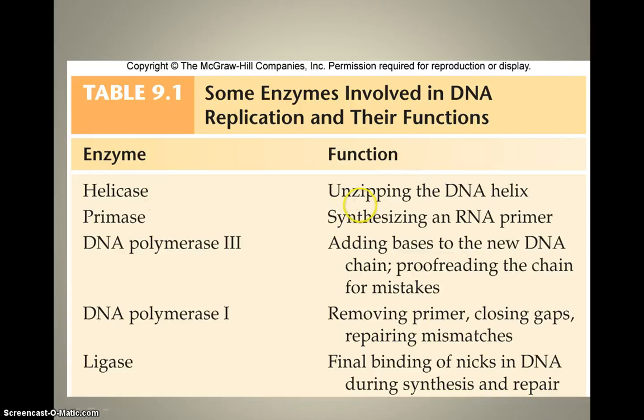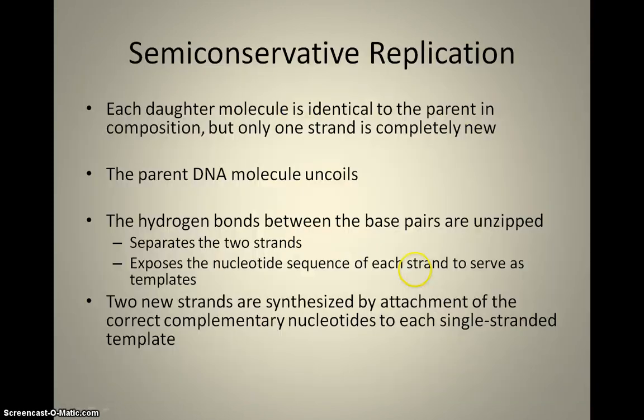But helicase's job is to unzip the DNA, so to open it up and expose it. Primase synthesizes an RNA primer, and I'll talk about why this is necessary in a minute. DNA polymerase 3 is responsible for creating and building the new strand by reading the template and attaching the correct bases in order to make a copy. And sometimes it makes mistakes, so it also can help to proofread its mistakes.